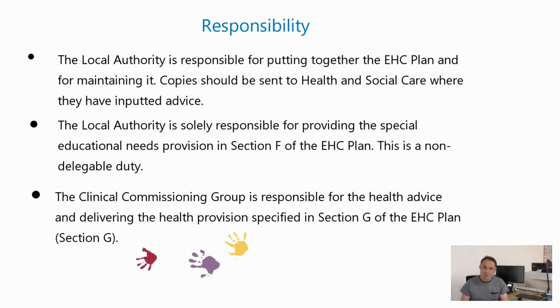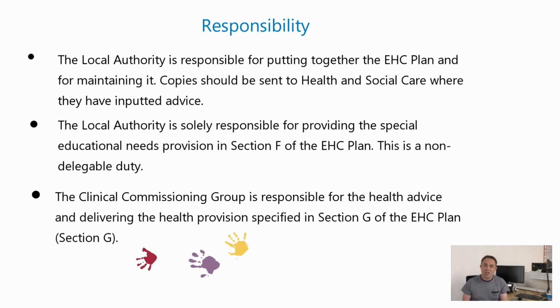And in those sections, it's the responsibility of health and social care to ensure that the provision that's specified is provided, and parents will be able to challenge a failure of those agencies if that provision is not provided through a mechanism called judicial review. And that's something that we can talk about in a different video.